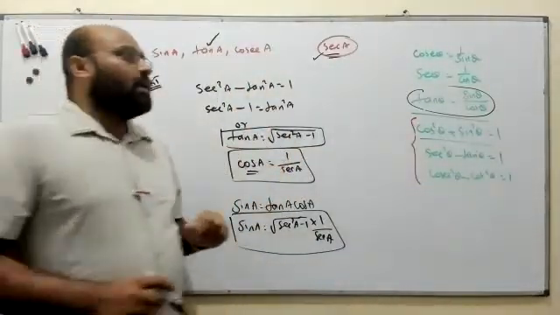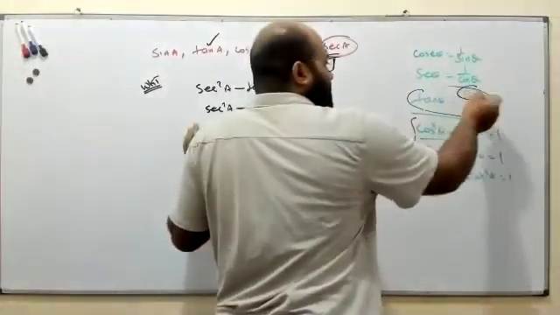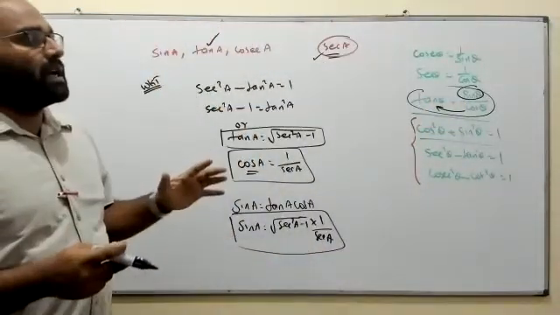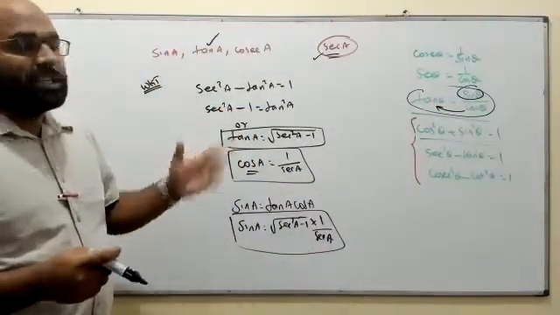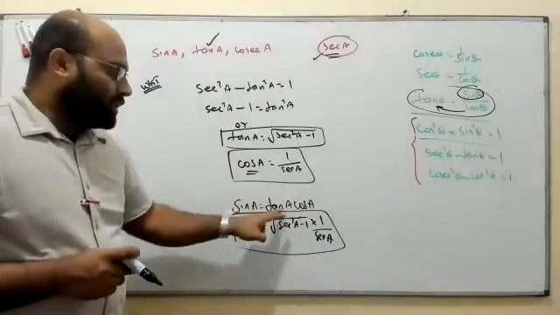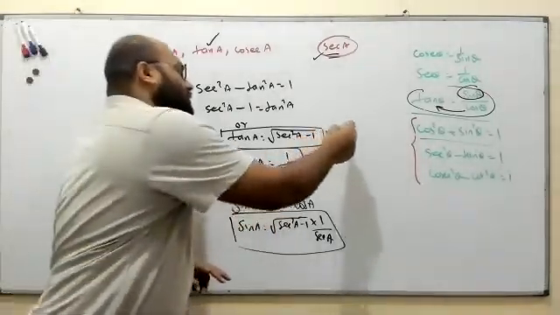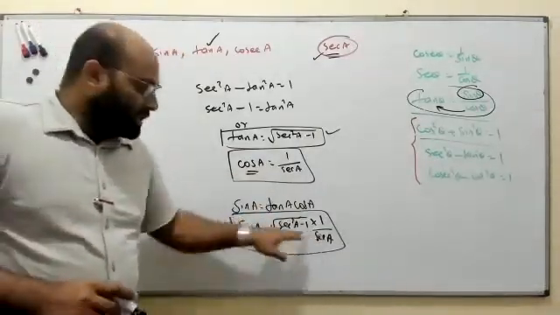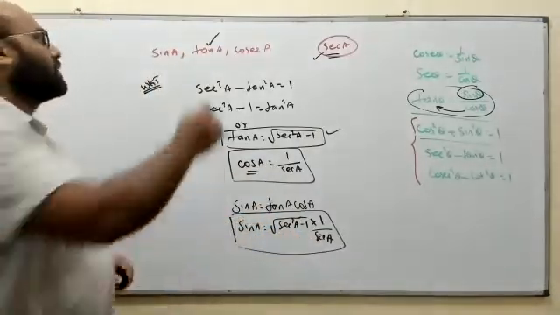So what I did, I wanted to get sin A. Sin A equal to, when I transpose this side to that side, I got cos A into tan A. That only I wrote here. Tan A I already found here, so I substituted it. And cos A also I already found and substituted. If you want sec, you can write it down. So we got this also.